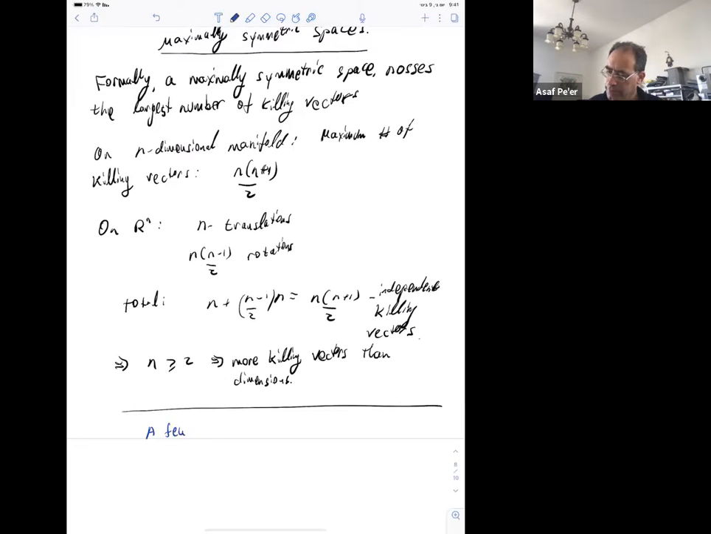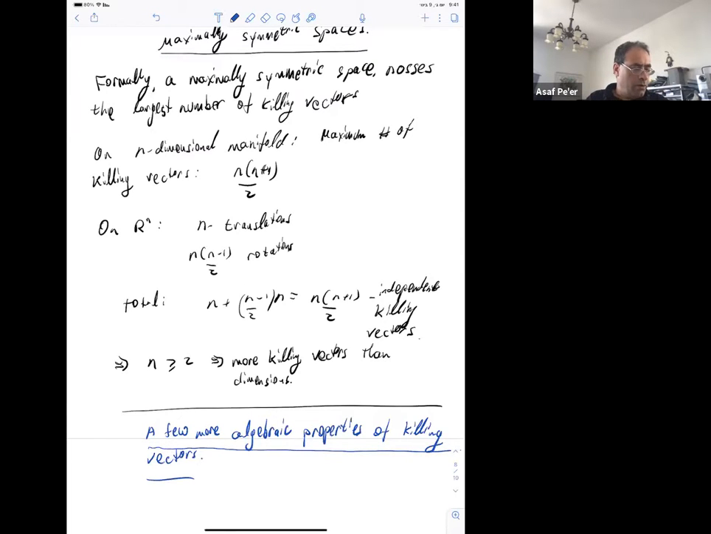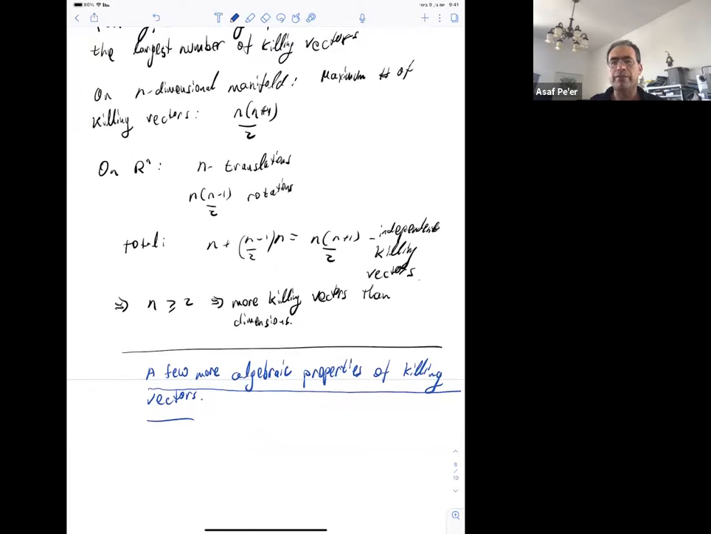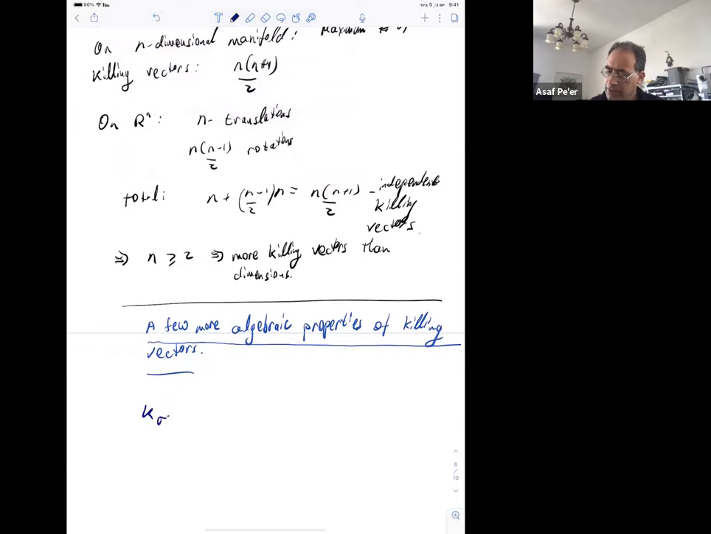So, a few more algebraic properties of Killing vectors. These are something we're going to need, so I'm grabbing them now. Remember that the Killing vectors satisfy the Killing equation: nabla sigma K rho plus nabla rho K sigma is equal to 0.